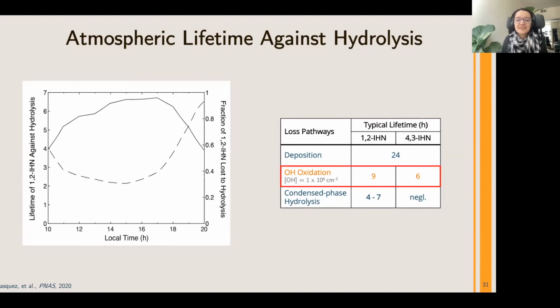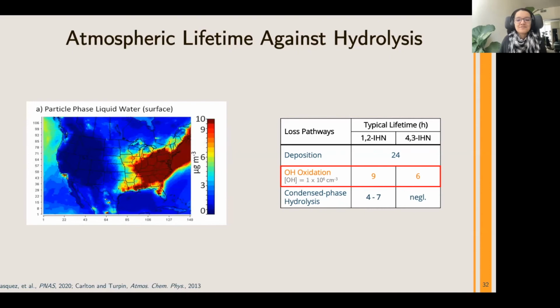There's also the matter that Caltech, again, is in an urban area, and urban areas tend to have a lot more OH than typical, more pristine surrounding environments. And so OH oxidation lifetimes are actually a lot longer elsewhere, going from 9 to 6 hours in the typical atmosphere. And this is definitely a lot longer than it would take for hydrolysis to occur.